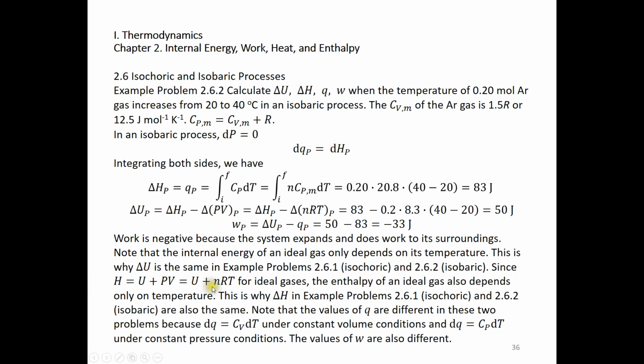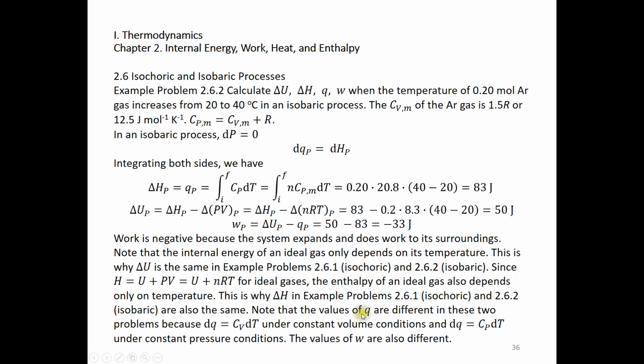Again, I want to emphasize the definition of enthalpy. Enthalpy is U plus PV. For an ideal gas, you can rewrite PV as nRT, only for an ideal gas. For a real gas, PV is approximately nRT. For a liquid or solid, never write PV equals nRT.